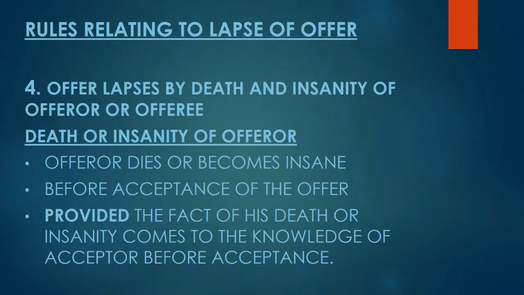Right? This means if the acceptor is not aware of the death or insanity of the offerer and accepts the offer, the offer remains perfectly valid. On the other hand, if the offeree dies or becomes insane, the offer lapses because there is no one who can accept the offer except the offeree himself. The offeree here cannot accept the offer. Okay. There are a few more rules relating to lapse of offer which we'll be discussing in the next lecture. Okay.